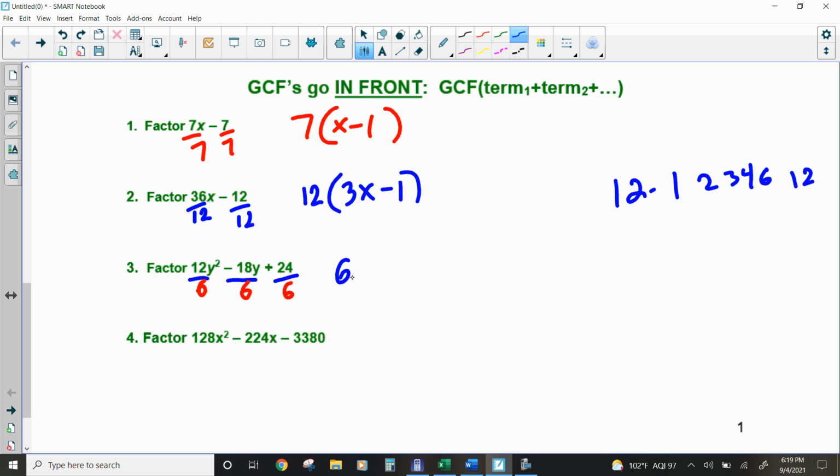So we've got 6, and then we're going to take out all the 6's by dividing. So this would be 2. This one had a y squared. This one would be minus 3. This one had a y. And then the other one would be plus 4. So that would be your answer.